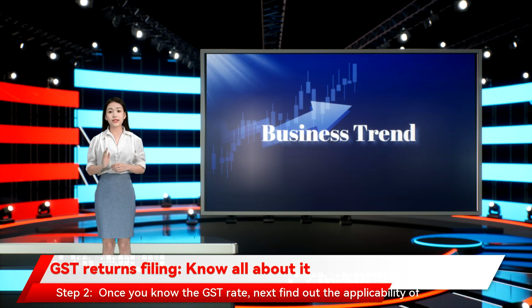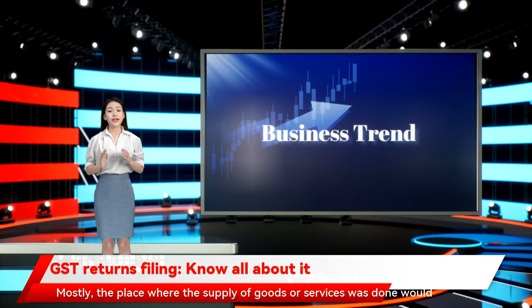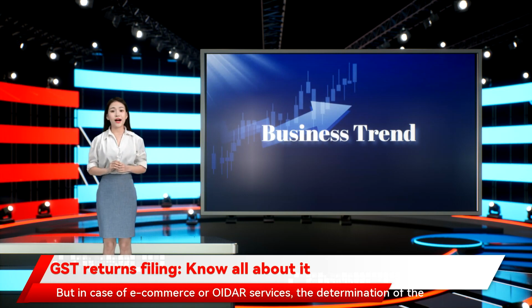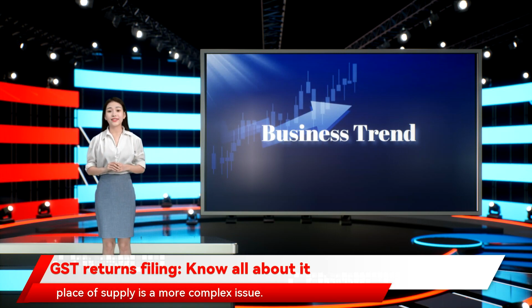Step 2. Once you know the GST rate, next find out the applicability of IGST or CGST and SGST. To do so, you need to determine the place of supply first. Mostly, the place where the supply of goods or services was done would be the address where the goods or the service was provided. But in case of e-commerce or online services, the determination of the place of supply is a more complex issue.